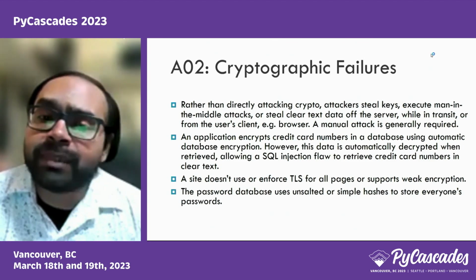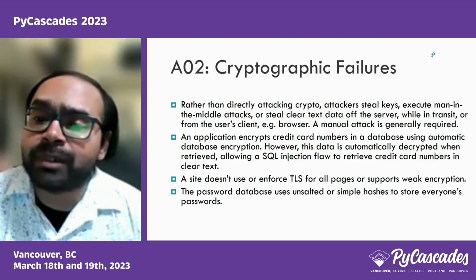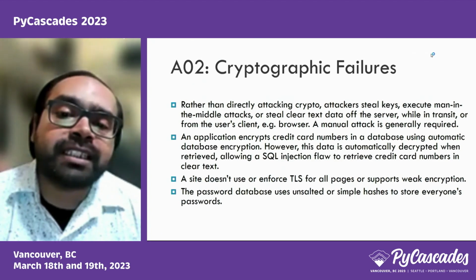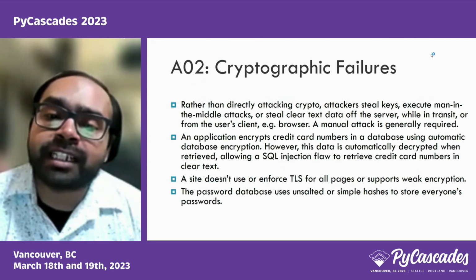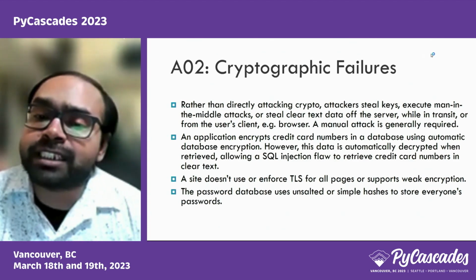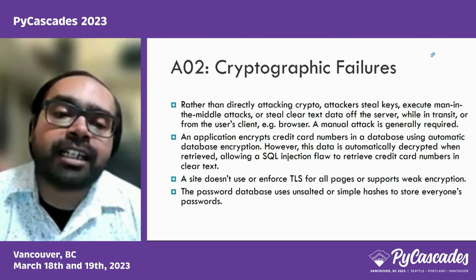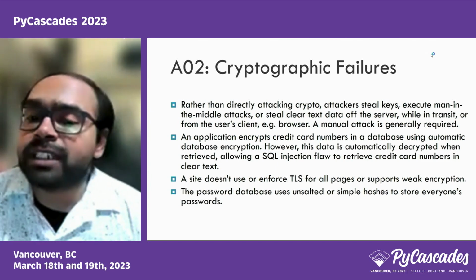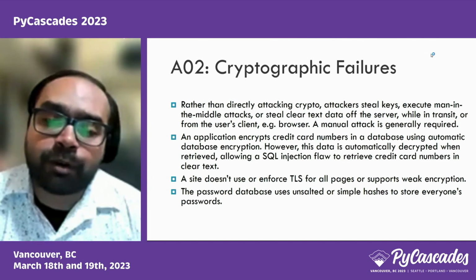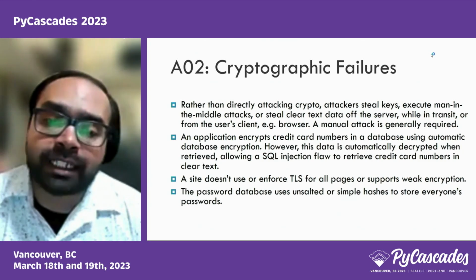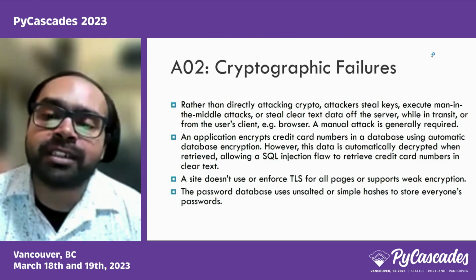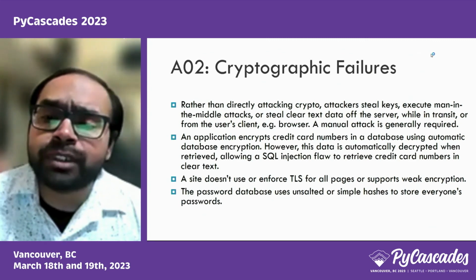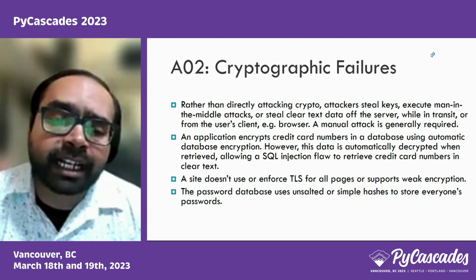Now here, an application encrypts credit card numbers in a database using automatic database encryption. However, this data is automatically decrypted when retrieved, allowing a SQL injection flaw to retrieve credit card numbers in clear text. Now, the problem here is what if the device itself is compromised? Some spyware is installed on it. So the moment you decrypt the information, it is visible or can be sent to the hacker or attacker.